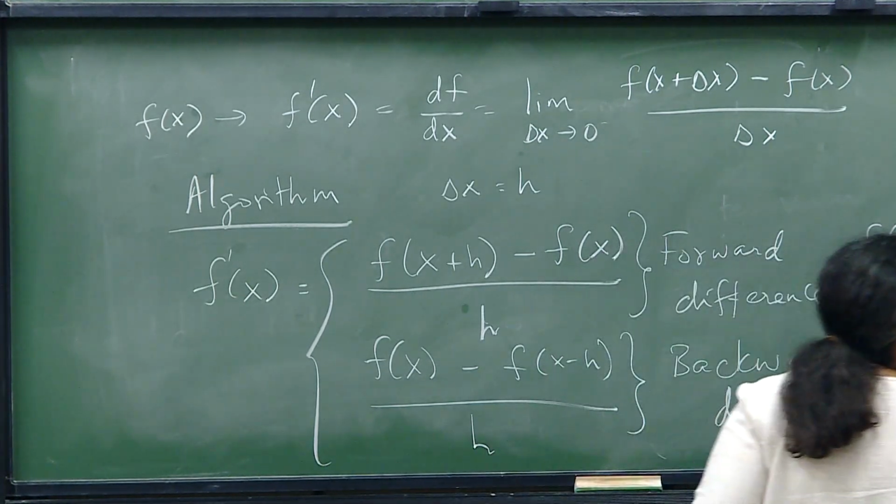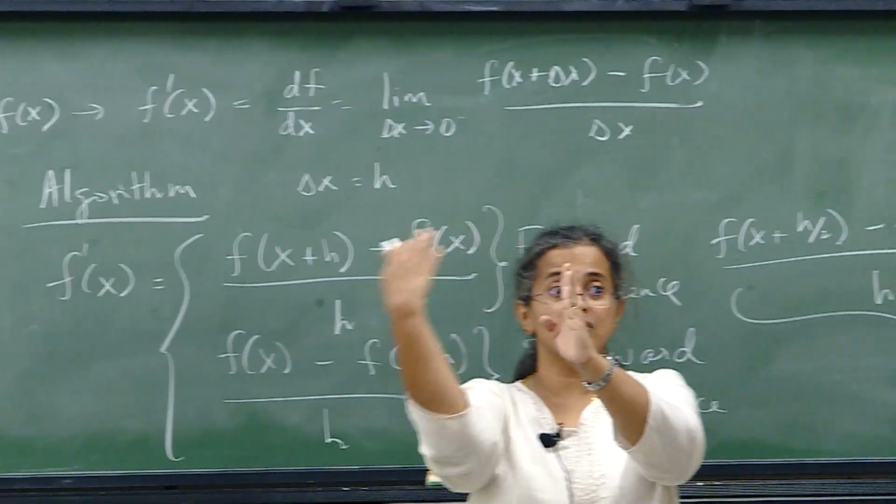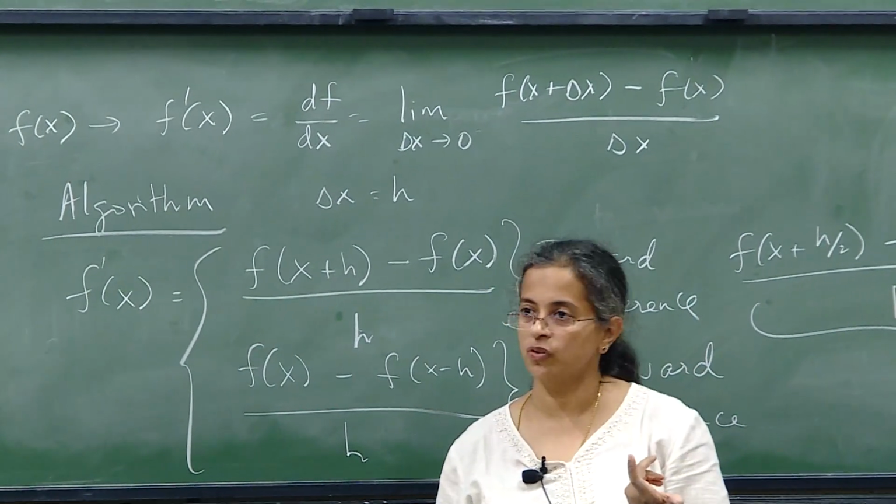What is this guy called? Central difference, because you're picking up the midpoint, taking things on either side. So let's see what is the advantage each of these algorithms have to offer.